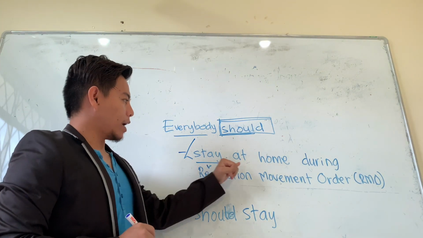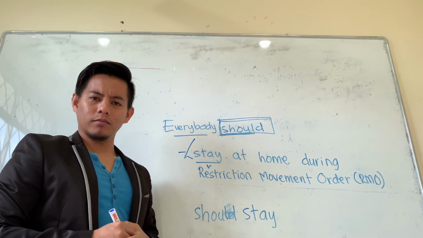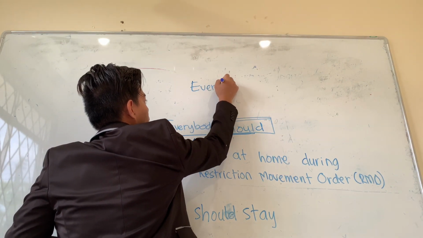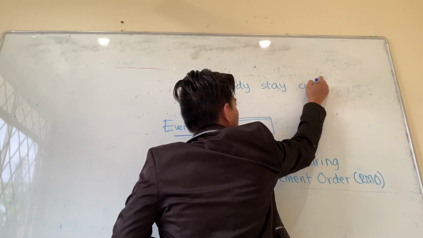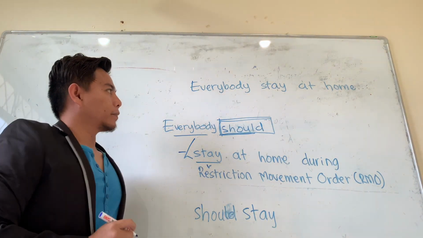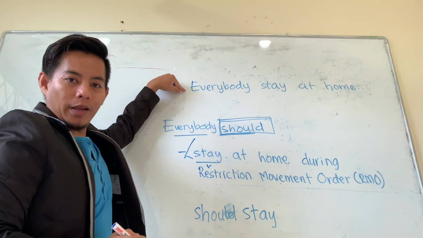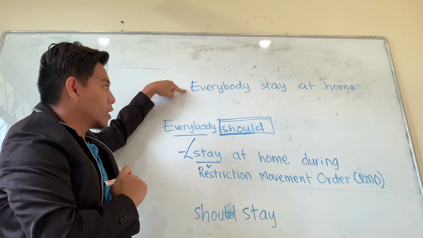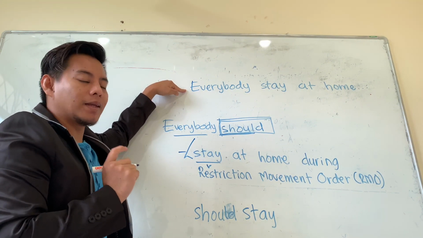Everybody stay at home during restriction movement order. Does it sound correct? Let me write it down. Alright. Now, take a look at this sentence. Everybody stay at home during restriction movement order. Do you think the sentence is correct? It sounds correct, but it is not.